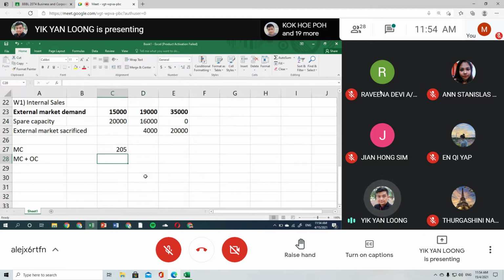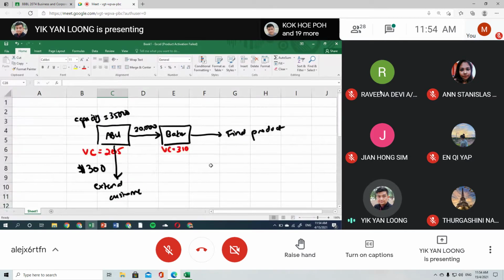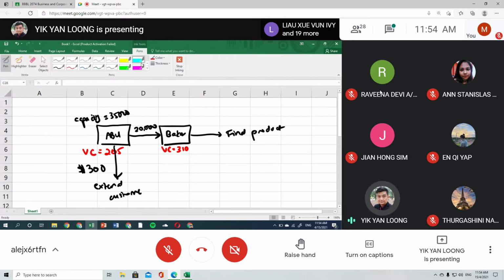Now, what is the marginal cost plus opportunity cost then? How much is the opportunity cost? Let's look at this question. My variable cost is 205 and my selling price is 300. How much is my contribution if I sell to an external customer? 300 minus 205, that will be 95. When Abu transfers to Baka, he will have to sacrifice 95 ringgit of contribution. So this 95 ringgit is the opportunity cost for internal transfer.